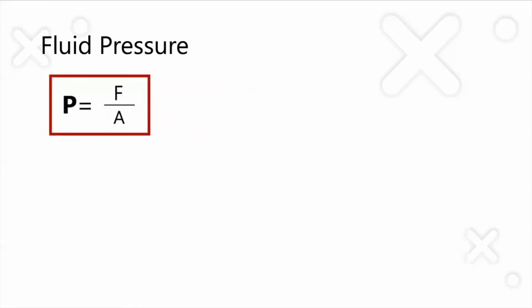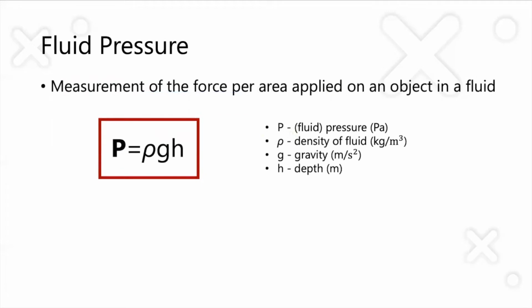So if we now want to calculate the pressure in fluids, we first have to substitute the force with the mass multiplied by the gravity, which defines the weight that equals the force. And we can replace the mass by using the formula for density and solving the equation for the mass. Then we get this equation that defines the pressure in fluids, which is the measurement of force exerted per area on an object in a fluid.